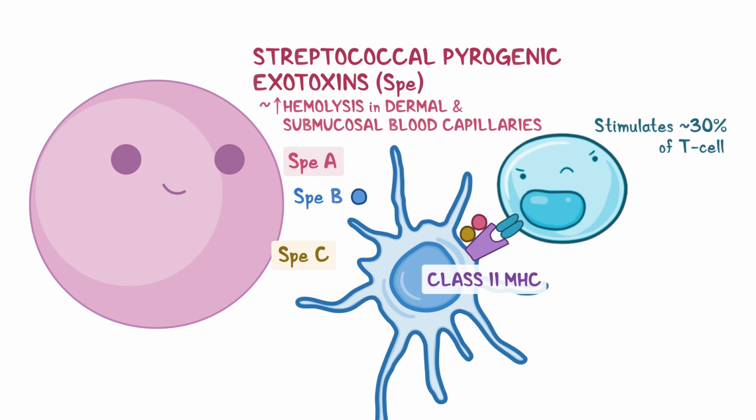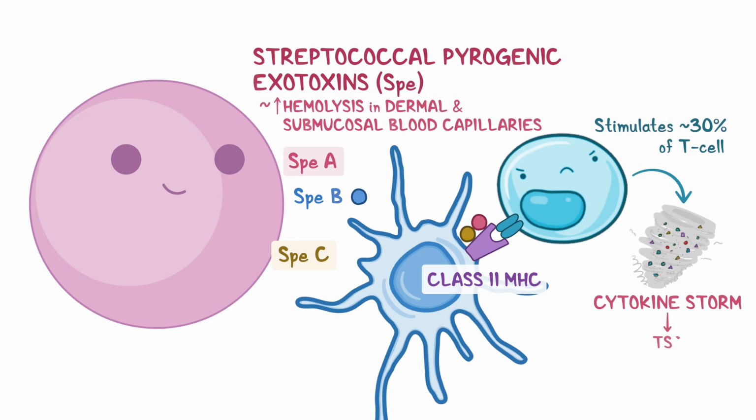This is 300 times more powerful than the conventional antigens, and it stimulates the release of a whole bunch of inflammatory cytokines. Specifically, this is called a cytokine storm, and it can result in toxic shock syndrome, or TSS, which happens when a cytokine storm triggers widespread systemic vasodilation, making blood pressure drop, which leads to poor perfusion of vital organs.